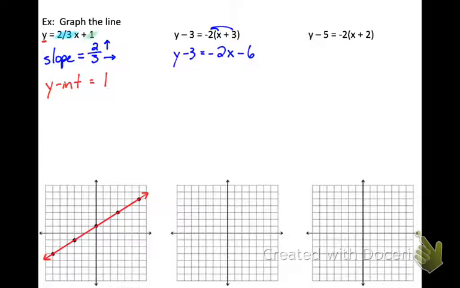So I distribute that -2, and then I can add the 3 to the other side. Just make sure you add it to the other constant term with no x. And so here's my equation, okay?